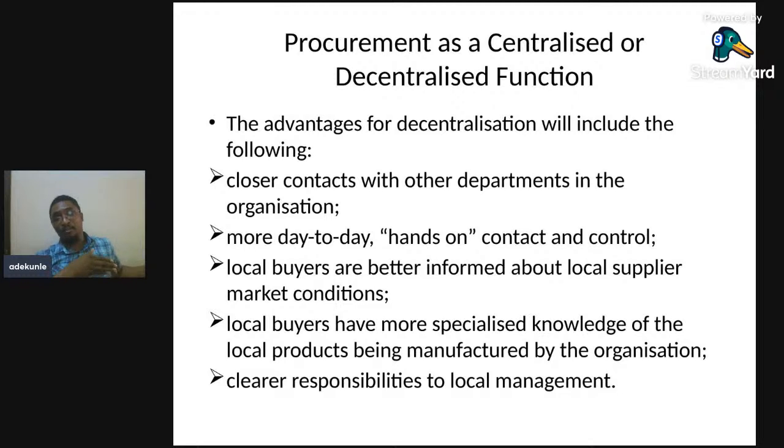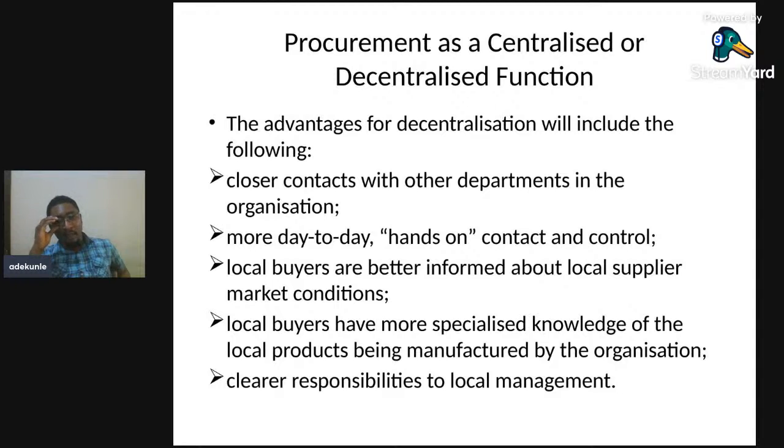The other one we spoke on was the decentralized procurement function. Its advantages include closer contact with the departments in the organization, and sometimes you get more day-to-day, hands-on contact and control within the organization. And also you have local buyers because it's decentralized. So sometimes you buy locally and allow local buyers better information about their local suppliers.